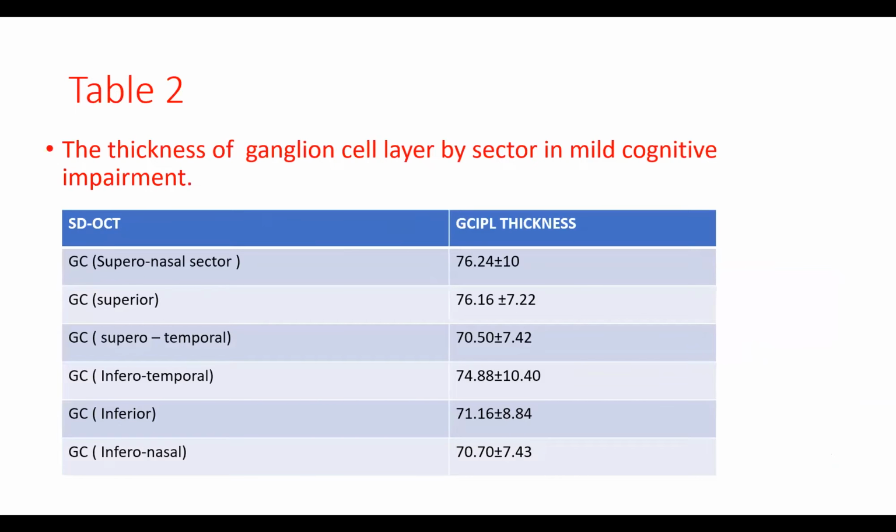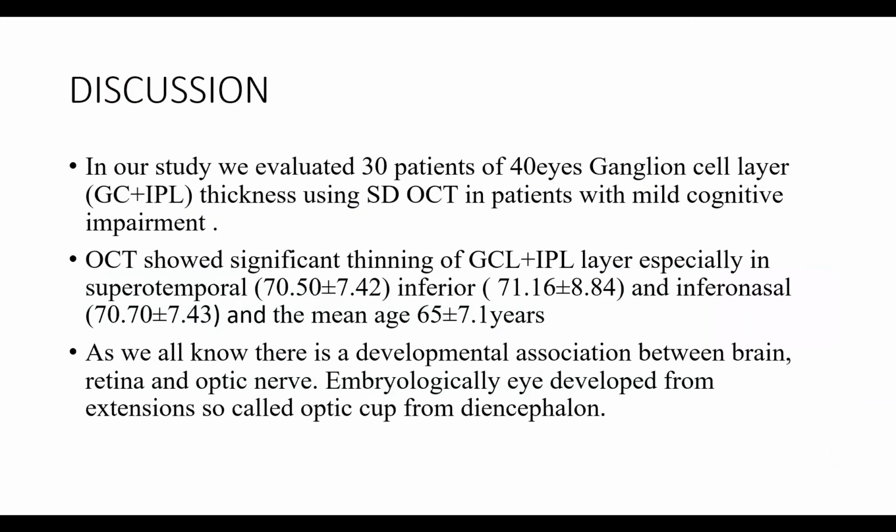This is the thickness of the ganglion cell layer by sector in mild cognitive impairment. Coming to the discussion, in our study we evaluated 30 patients, 40 eyes, for ganglion cell layer thickness using SD-OCT in patients with mild cognitive impairment. OCT showed significant thinning in the GCA-IPL layer, especially superior temporal at 70.50 plus or minus 7.42, inferior at 71.16 plus or minus 8.84, and inferior nasal at 70.77 plus or minus 7.43, and the mean age was 65 plus or minus 7.1 years.